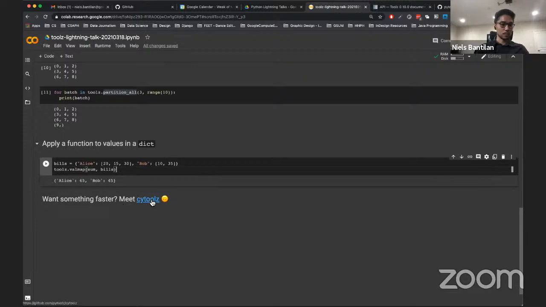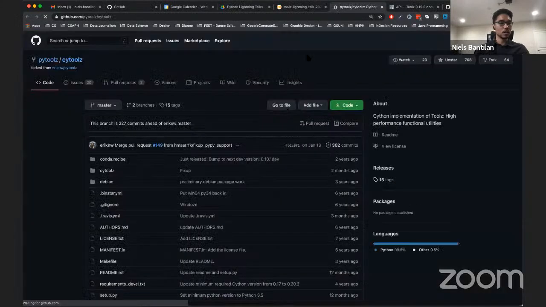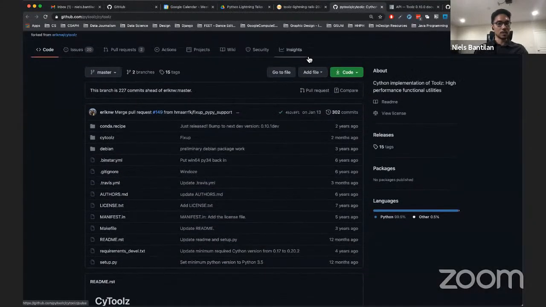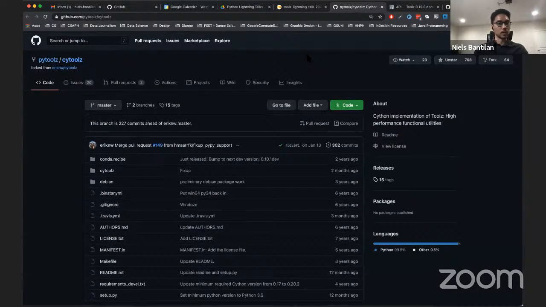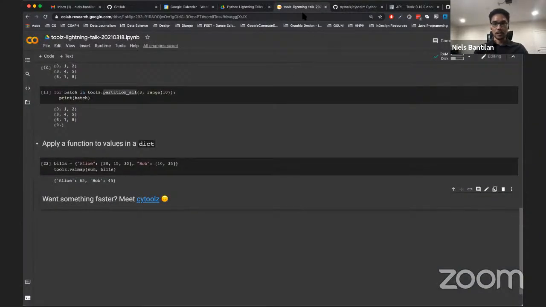If you want to make things faster, CyToolz is the sibling package of this. Toolz basically just implements everything in Python. So yeah, that's it. Just wanted to share.